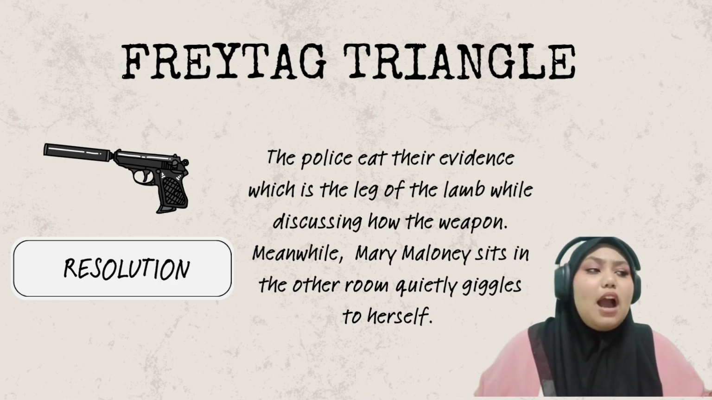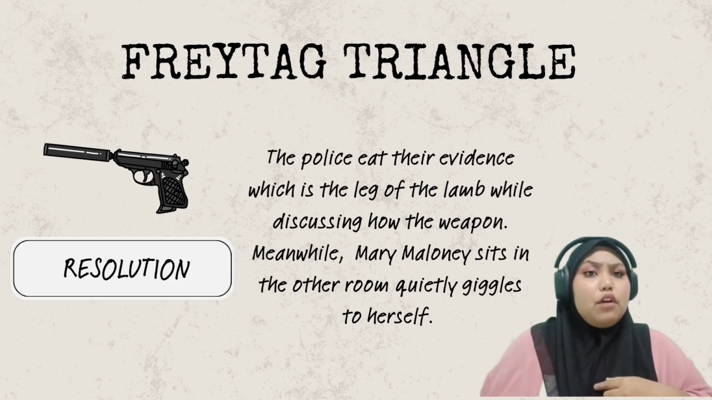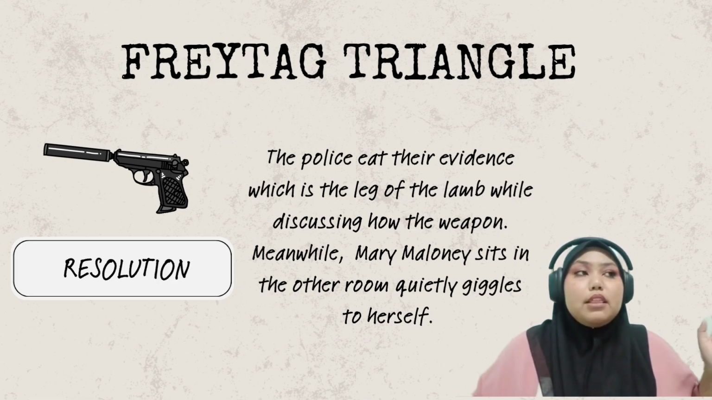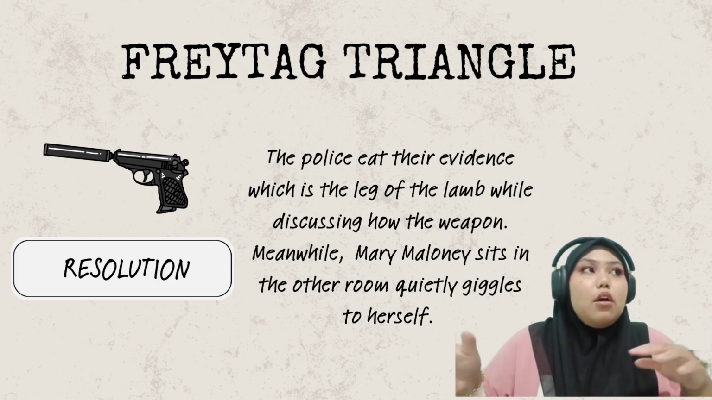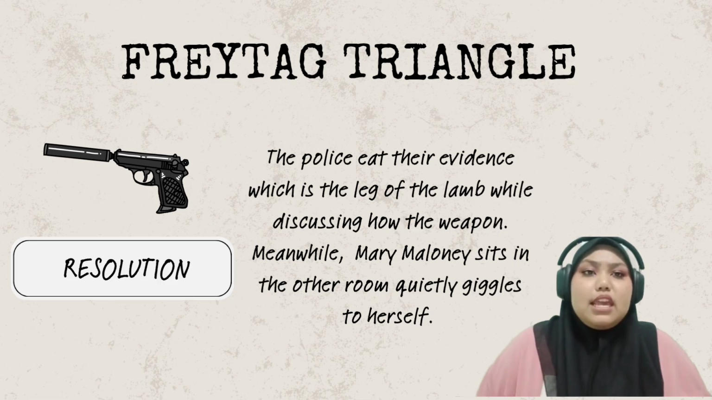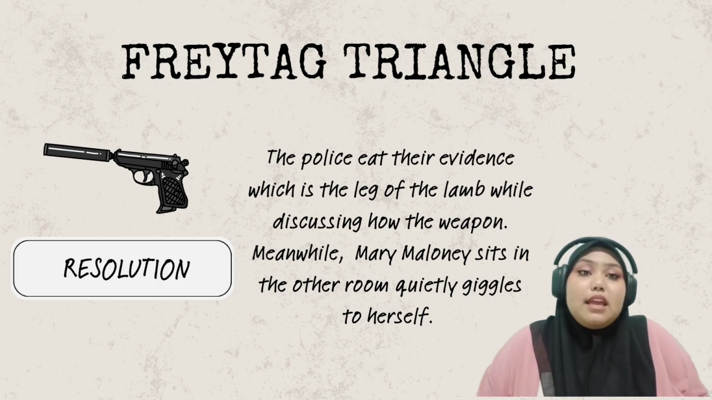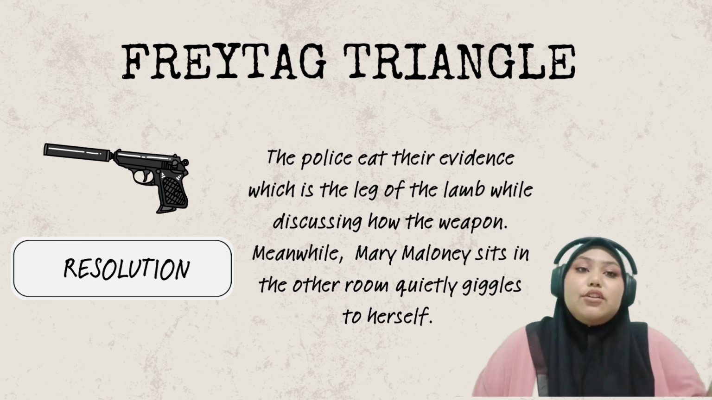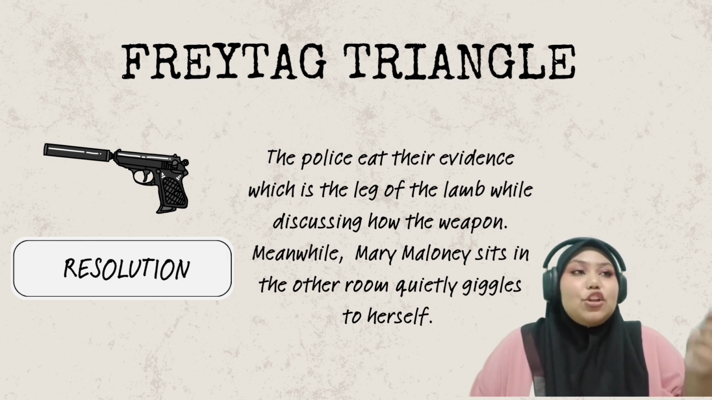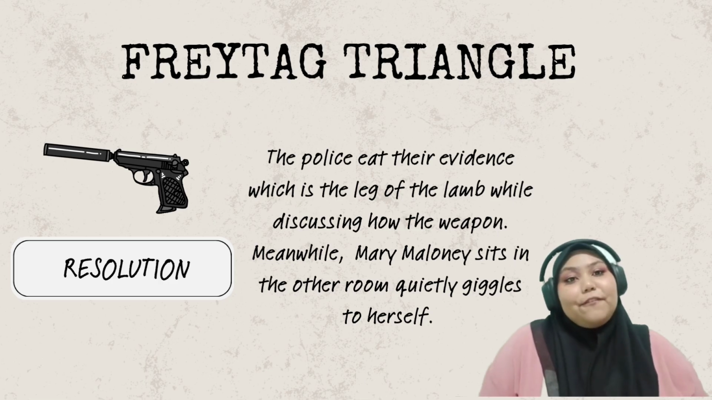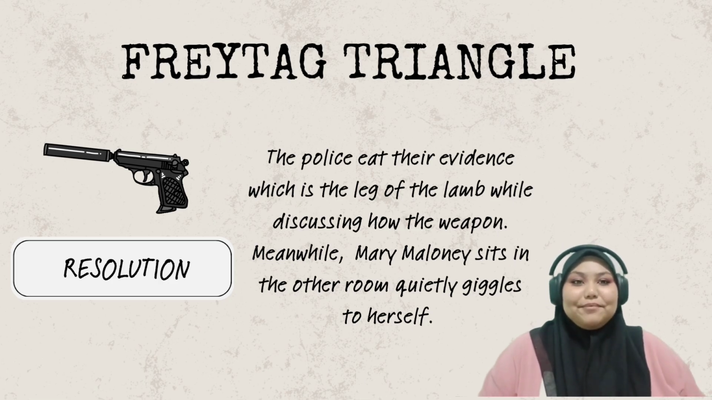Do you think she hid it behind her house or in her bedroom or anywhere, or that the murderer hid it where we cannot see? Mary Maloney is a good manipulator. She cooked the leg of lamb and gave it to the police to eat. So that's the end of the Freitag triangle by me.